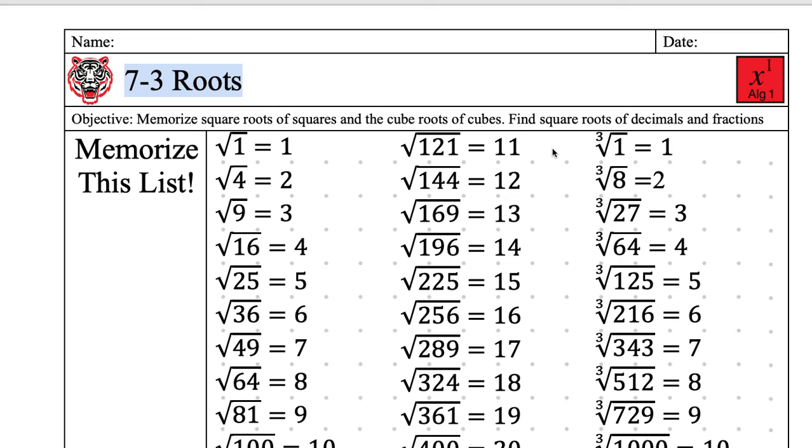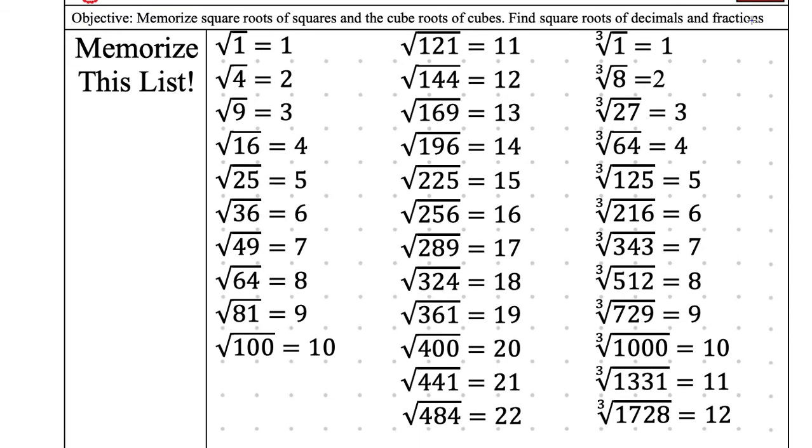All right, so we're in Algebra 1. Today's date is Friday, January 24th, 2020. So 124. Our objective for today is to do what? Kira: Memorize square roots of squares and the cube roots of cubes. Find square roots of decimals and fractions. Yes, and if you've ever watched Incredibles 2, it's decimals, not decimals.